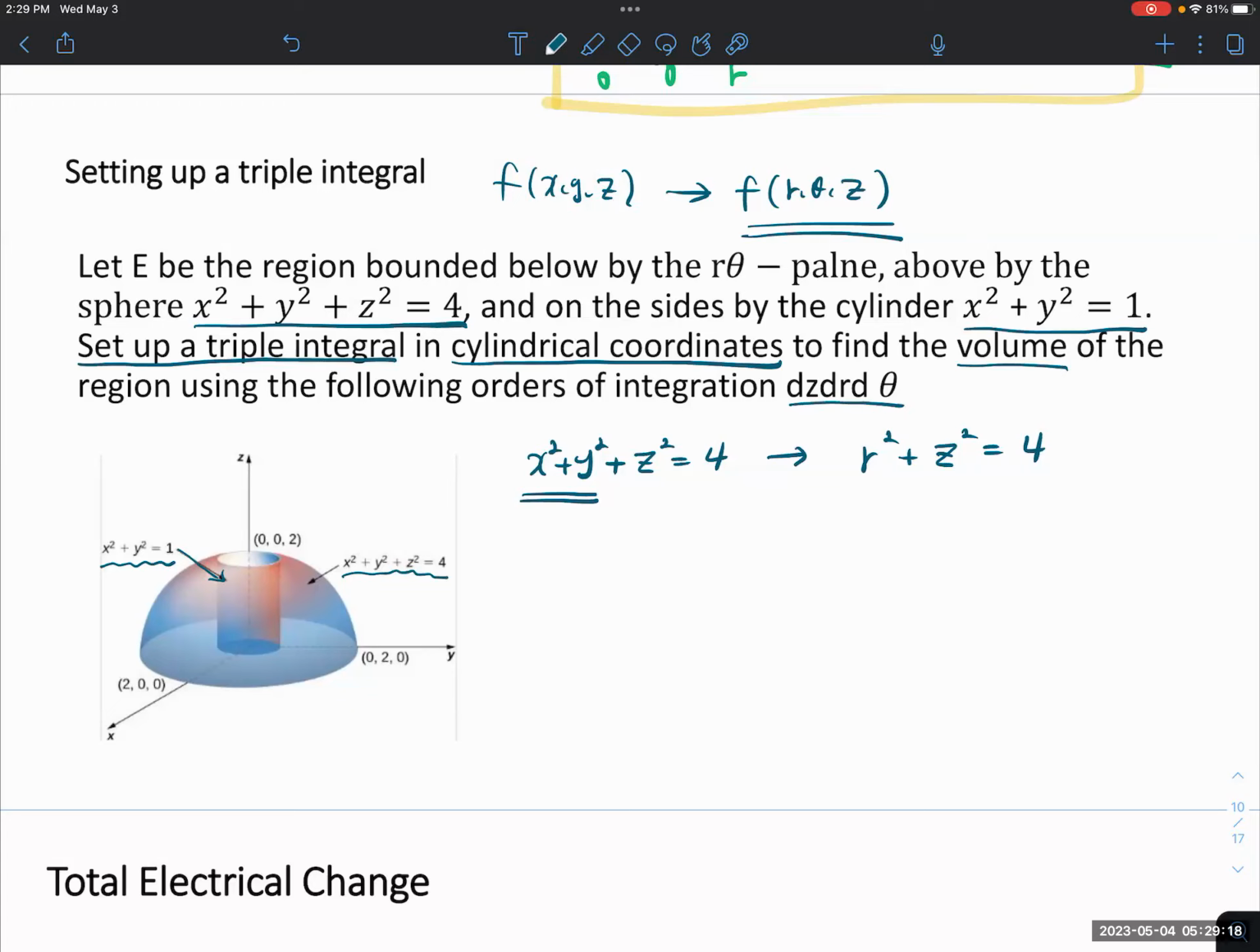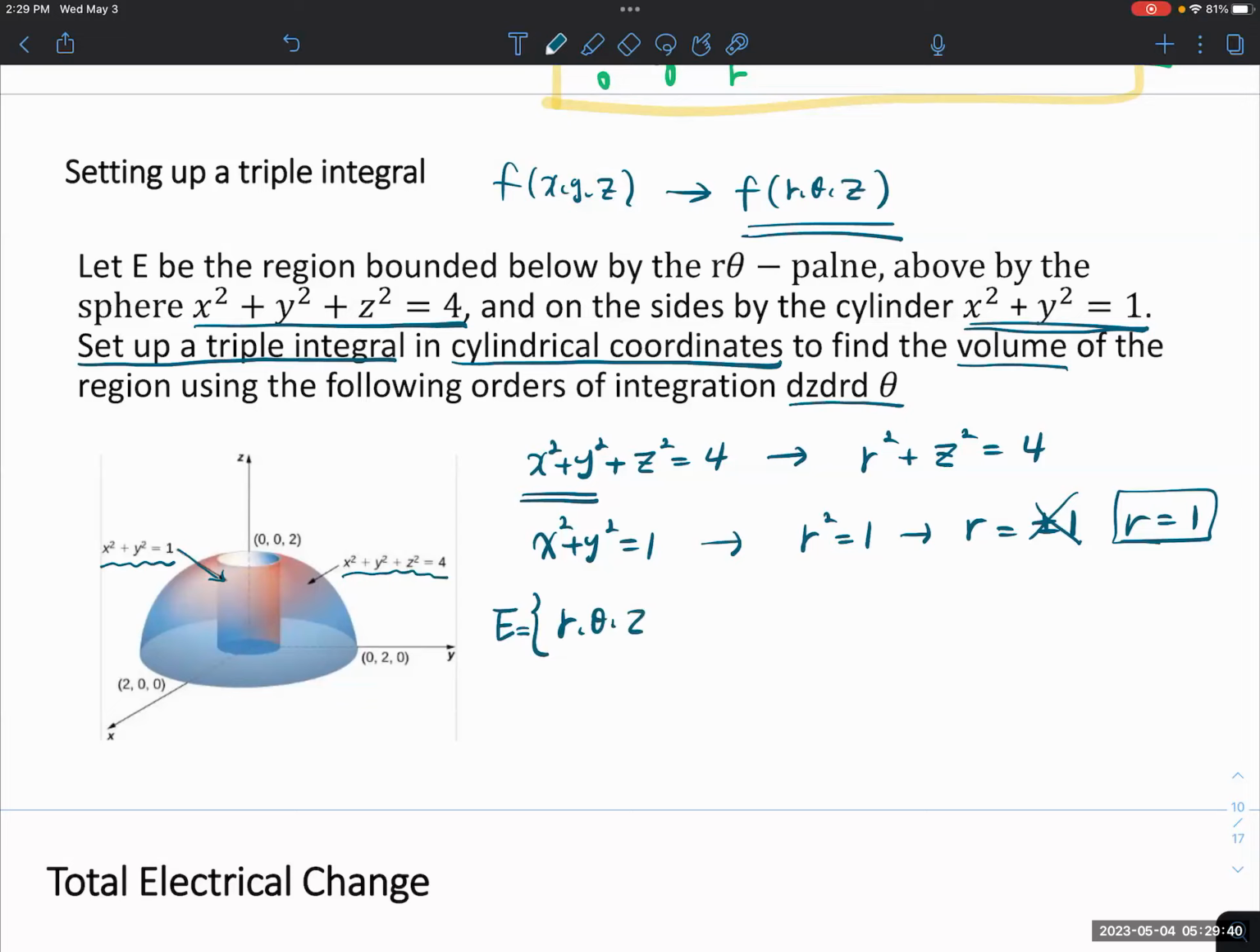And then another equation is here: x squared plus y squared is 1. That means r squared is 1. So you can find the radius, plus or minus 1, but we are not going to use negative, so r equals positive 1. So we already know the interval here.